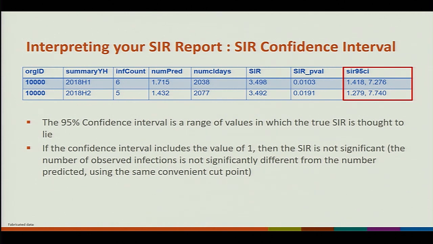The 95% confidence interval is the range of values in which the true SIR is thought to lie. If the confidence interval includes the value of 1, then the SIR is not significant, which means that the number of observed infections is not significantly different from the number of predicted, using the same convenient cut point. So if the lower bound is less than or equal to 1 and the upper bound is greater than or equal to 1, then the SIR is not significant. For this example, the value of 1 is not included in the interval, which means that the number of observed infections is significantly different from what was predicted.